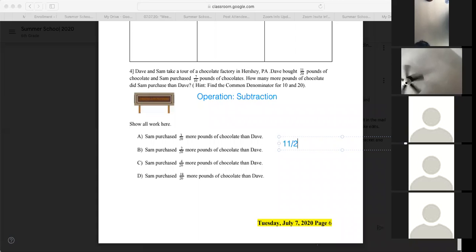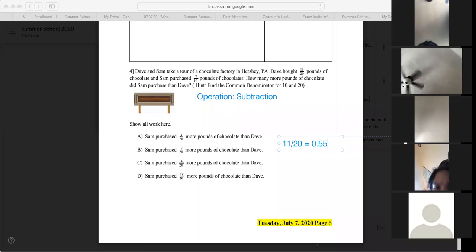We have 11/20. Now, what's really cool with fractions is, yeah, you have to find the least common denominator, the LCD or the LCM. But I'm going to show you a cool trick. If we know that a percent is a number out of 100, I know 20 times 5 is 100. So I multiply the numerator by the same number, 5, and I get 55, or 0.55. If you were on your calculator to divide 11 by 20, you would get 0.55.